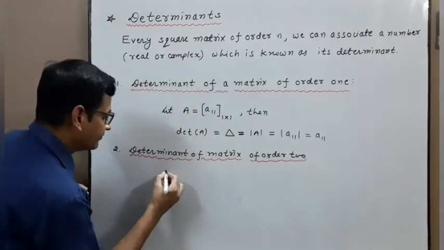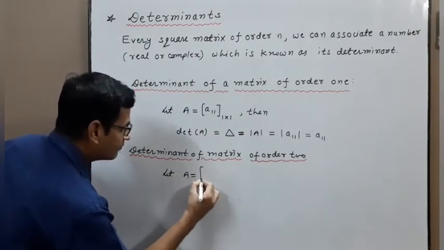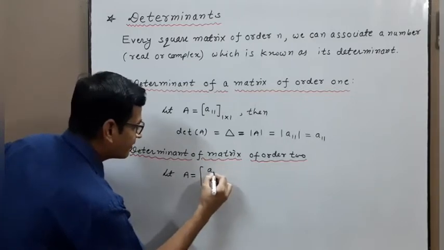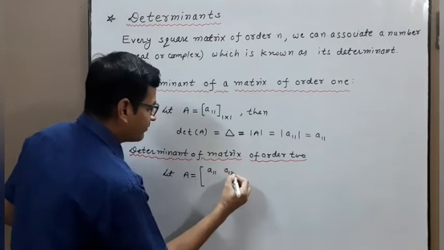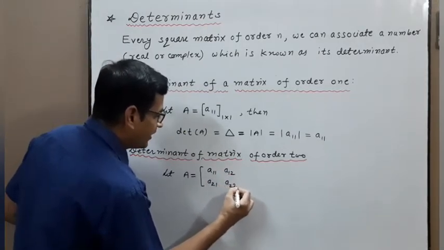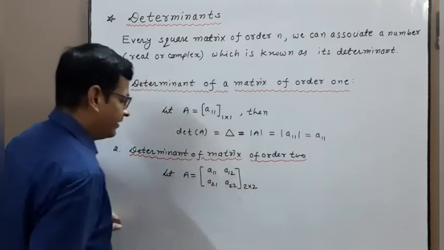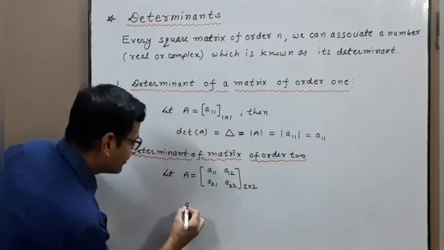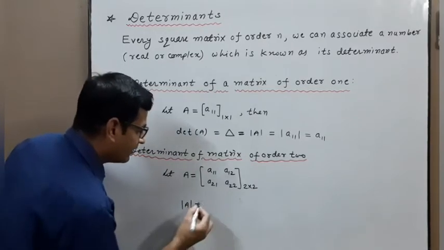Let A is equal to a 2 by 2 matrix, means element of first row and first column, element of first row and second column, element of second row and first column, element of second row and second column. This is a 2 by 2 matrix. The determinant of this matrix is denoted by this symbol.